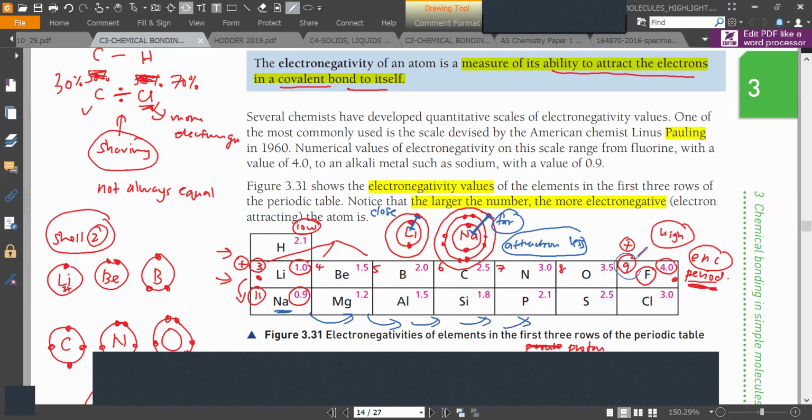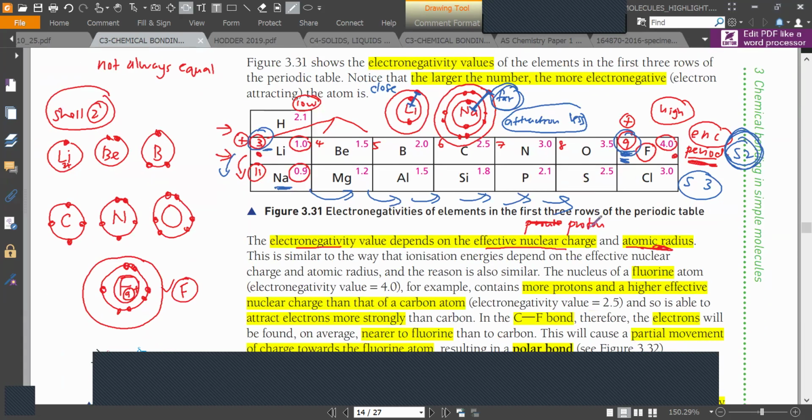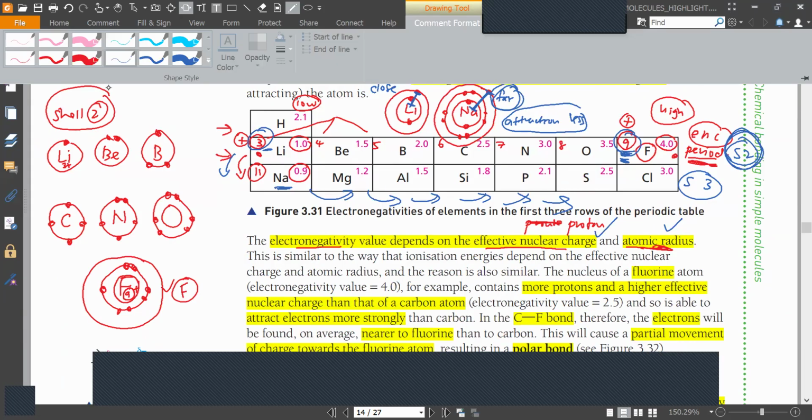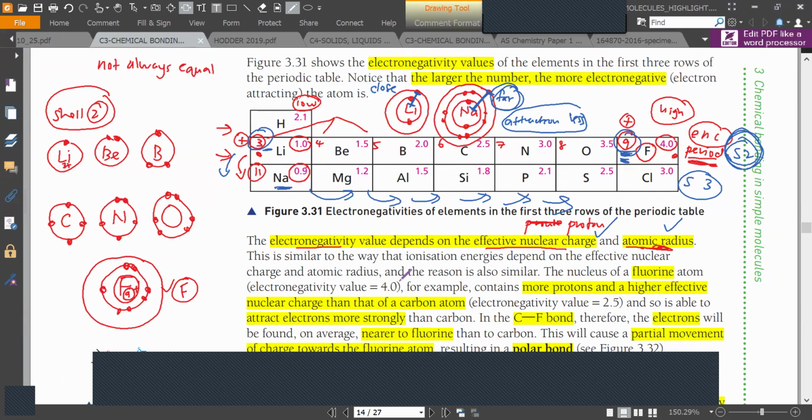Same reason: the nuclear charge is increasing, but the electrons are still in the same shell. It's shell number 3, and this is shell number 2. The distance is almost similar, but the attraction is increasing because the nuclear charge is increasing. But when you go down the group, the distance is further away. So we need to think about effective nuclear charge and atomic radius. If anything is not clear, you just stop me.